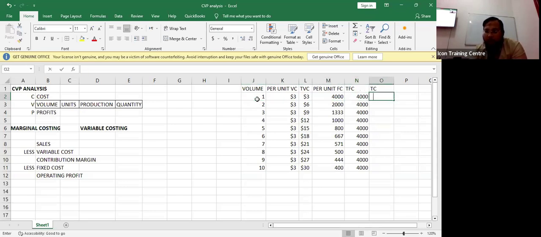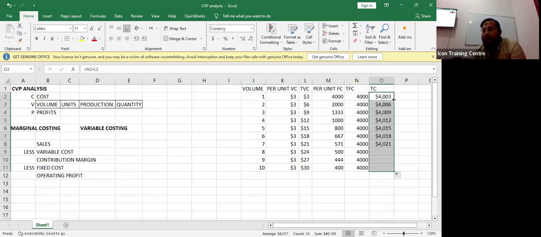Okay, now how do we find the total cost? It is the sum of total fixed cost and total variable cost. We add total fixed cost and total variable cost, right?